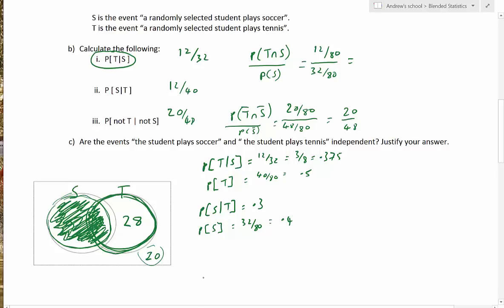And the other way to do it, which is often quite popular, is to say that if they were independent, then the probability of the intersection would equal the probability of one multiplied by the probability of the other. But the probability of the intersection is 12/80ths. Does that equal 40/80ths times 32/80ths? Clearly 40/80ths is a half, so the right hand side is actually 16/80ths, which is not the same as 12/80ths, therefore they are not independent.